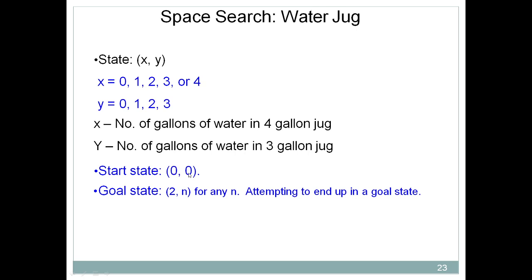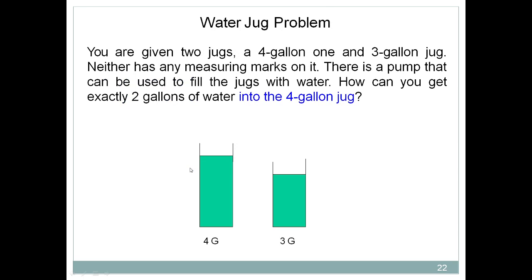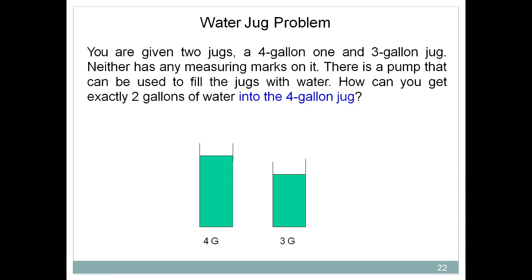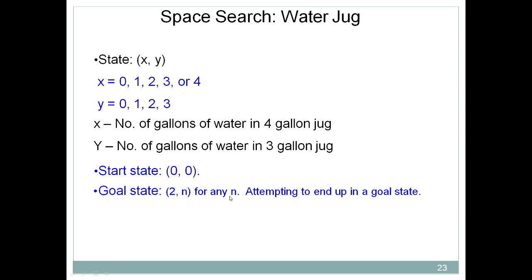And what is our goal state? Our goal state is that we want how much water in the 4 gallon jug? Exactly 2 gallons of water. So our goal state is 2, n. Here 2 represents 2 gallons of water in the 4 gallon jug. And why do I have n here? Because n represents the value of y. And what is the possible value of y? 0, 1, 2, 3. It means we don't care about how much water we finally get in the 3 gallon jug. Maybe 1 gallon, 2 gallons, 3 gallons. That's why I have written n over there, for any n, attempting to end up in the goal state.